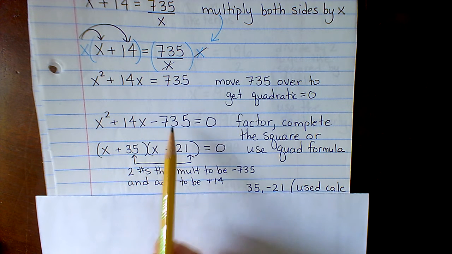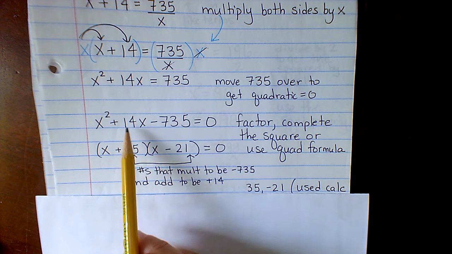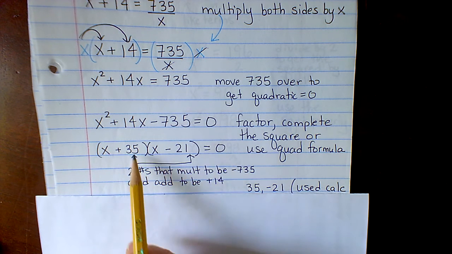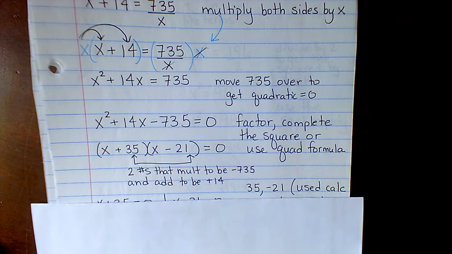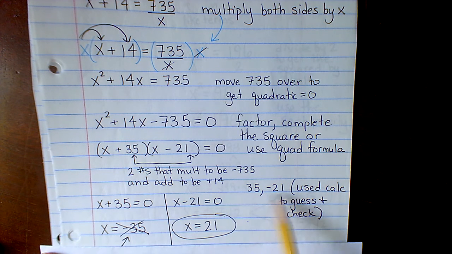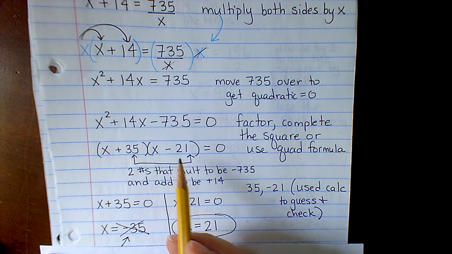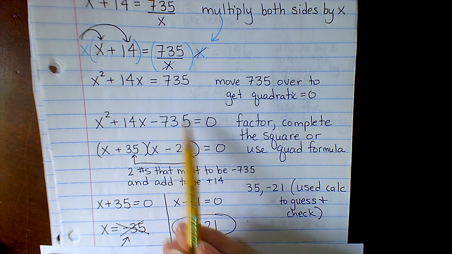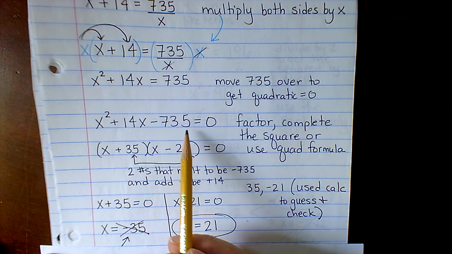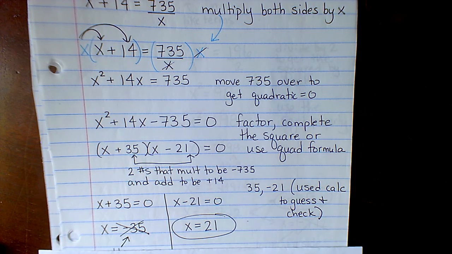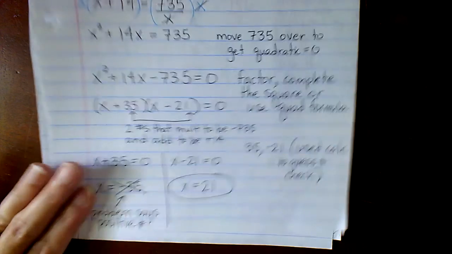So looking for two numbers that multiply to give me negative 735 and add up to give me 14. It's these numbers. And really, I just used the calculator to guess and check that. So you may be like, why in the heck did she do factoring, and how did she know these? I saw this was a 5, so I just started dividing it by 15, 25, 35, just trying some stuff out.